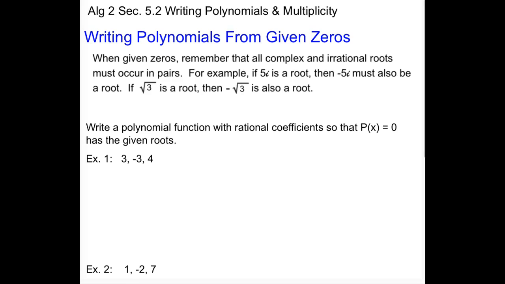Keep in mind that if we have any complex roots or irrational roots, they have to occur in pairs. For example, if 5i is a root, then negative 5i is implied. It won't always say it, but we have to know it's there. Same thing with irrationals, like a square root of 3, then the negative version is also implied.